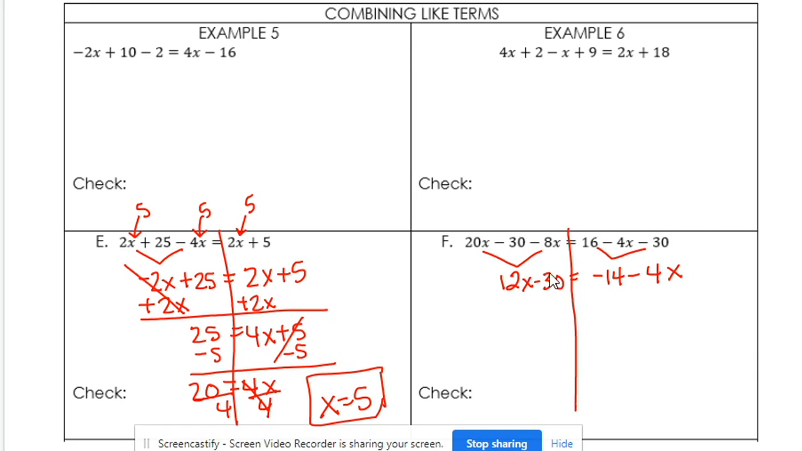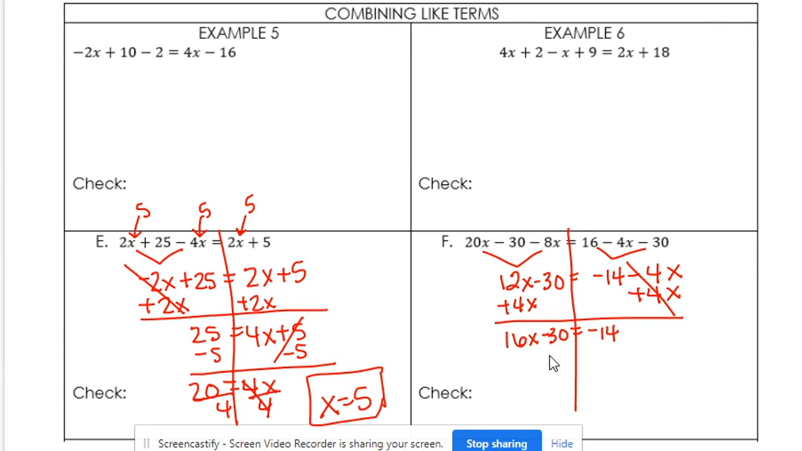All right, now we look for variables on both sides, and we do have them. We have a 12x on the left and a negative 4x on the right. So we want to move the smaller one, which is negative 4x. So the inverse is add 4x. 12x plus 4x is 16x. Bring down the minus 30. And that equals negative 14. Negative 4x and positive 4x cancel.